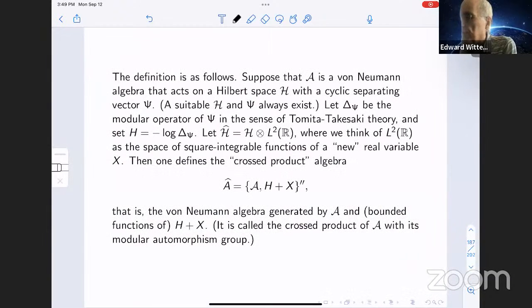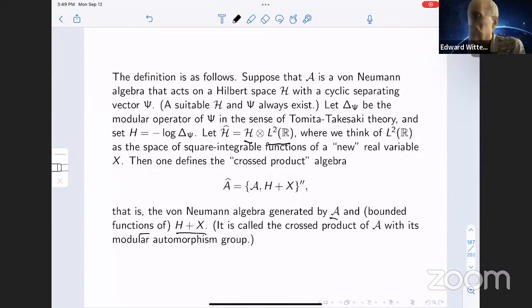So to state it very briefly, you replace the Hilbert space that A acts on by the Hilbert space tensored L2 of R, where you think of L2 of R as the space of square integrable functions of a new real variable x. Then you define the cross product algebra, which is the von Neumann algebra generated by A and bounded functions of H plus x.